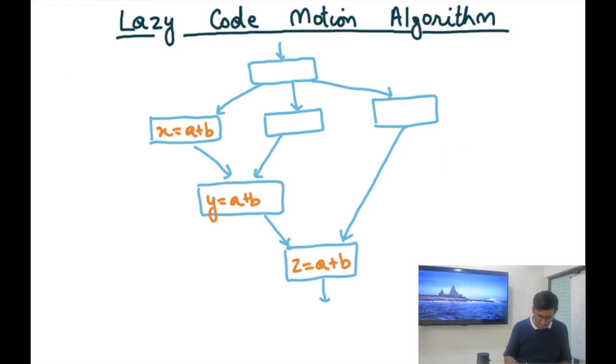So let's look at this example. We have this control flow graph, and this is A plus B being computed thrice. There are some paths where it is redundant, some other paths where it is not redundant. Now let's compute needed.